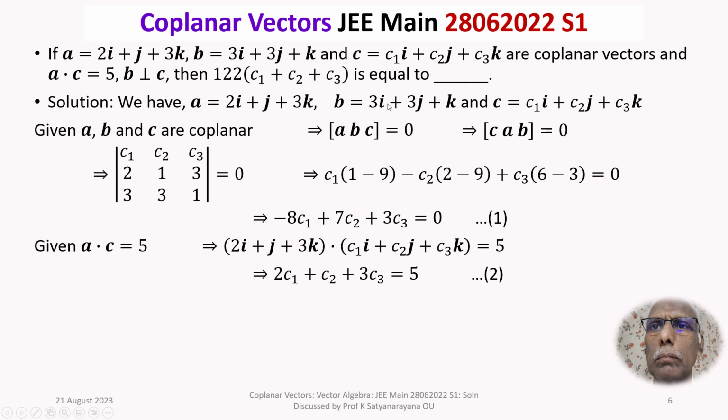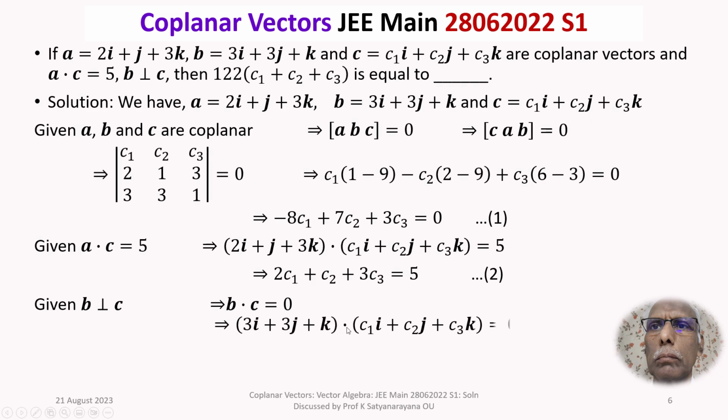We are further given B is perpendicular to C. When they are perpendicular, the dot product must be equal to 0. This implies vector B dot vector C is equal to 0. Taking the dot product, you will get 3c1 plus 3c2 plus c3 is equal to 0. Let's call this equation 3. Now we have 3 equations in 3 unknowns, c1, c2, c3, and solving these 3 equations is not difficult.